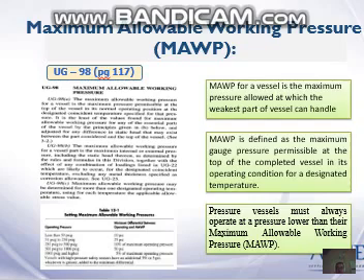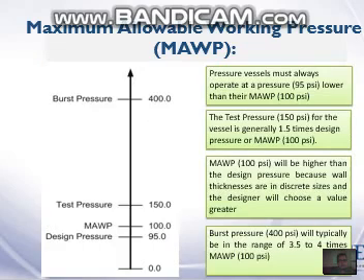In the example, since it is unlikely that he can design for exactly 95 psig, the designer selects the next highest level, which, in this example, is 100 psig. Therefore the vessel's MAWP is 100 psig. Pressure vessels must always operate at a pressure, 95 psi, lower than their MAWP, 100 psi. The test pressure, 150 psi, for the vessel is generally 1.5 times design pressure or MAWP, 100 psi.